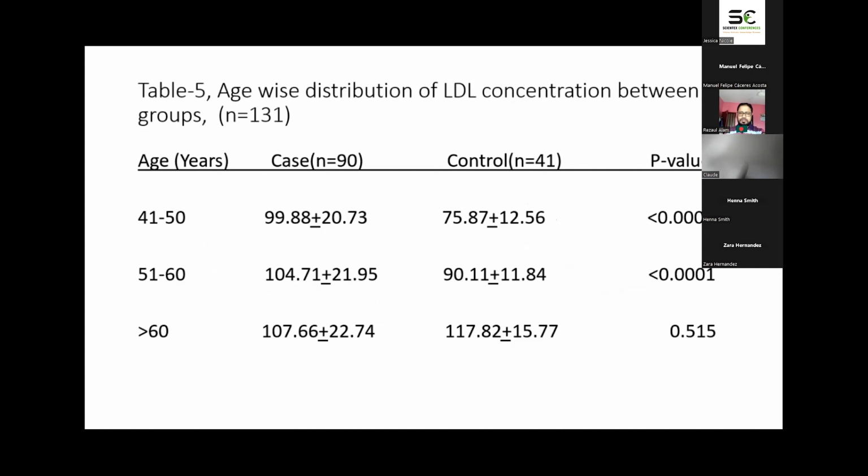This is significant. And in between the age group 51 to 60 years, the LDL concentration is 104, whereas the control group has 90, and the p-value is less than 0.001. This is again significant. And the age more than 60 years, the LDL concentration in the case group is 107, and in the control group, it is 117. The p-value is 0.515. This is insignificant.